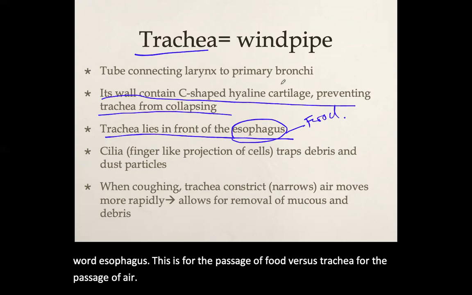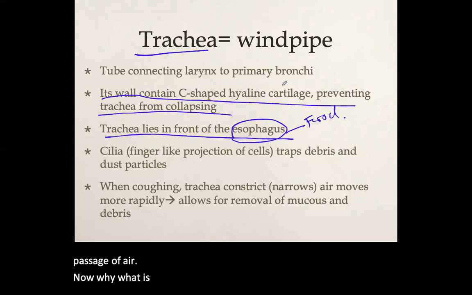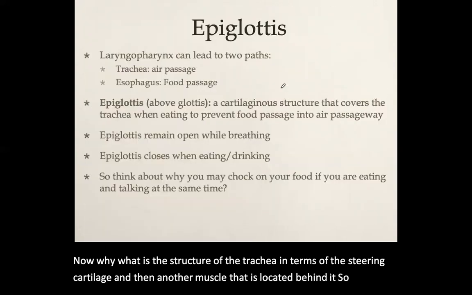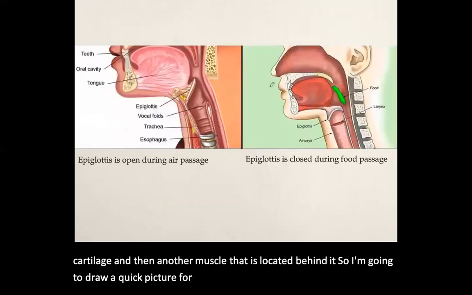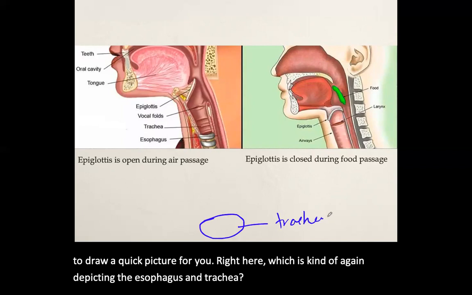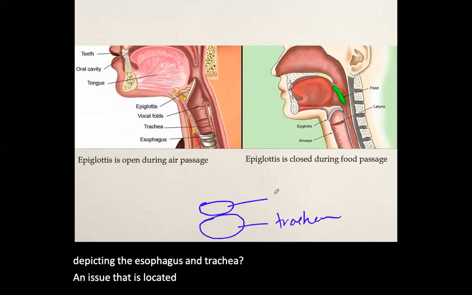Now, what is the structure of the trachea in terms of the C-shaped cartilage and the muscle located behind it? I'm going to draw a quick picture for you, depicting the esophagus and the trachea. If I'm showing you from the superior view, this is my trachea, and a tube located behind it, which is also smaller, called the esophagus.